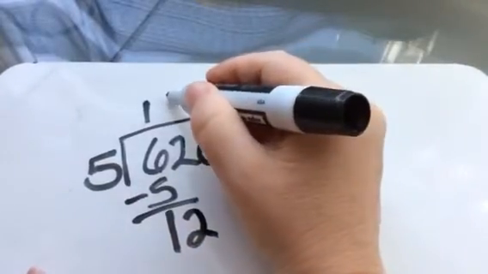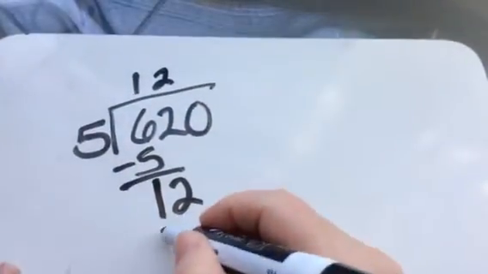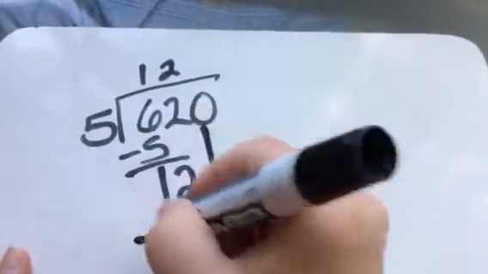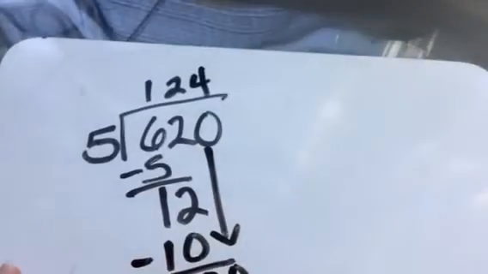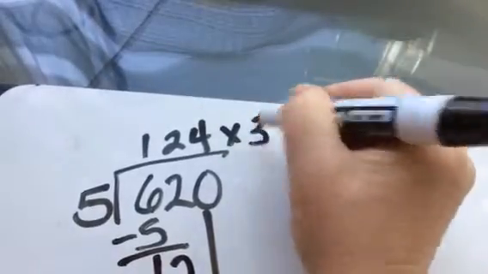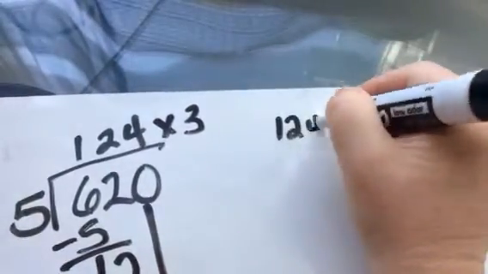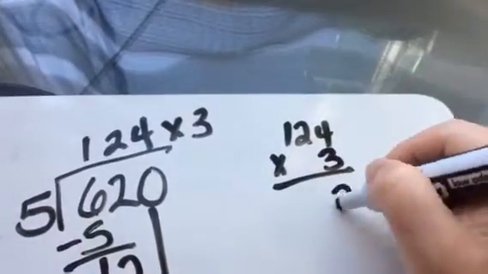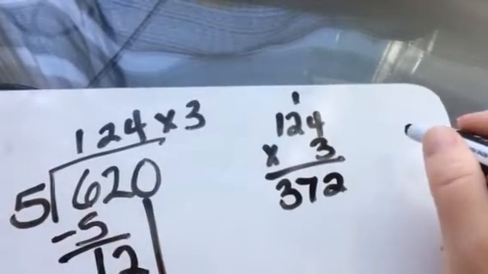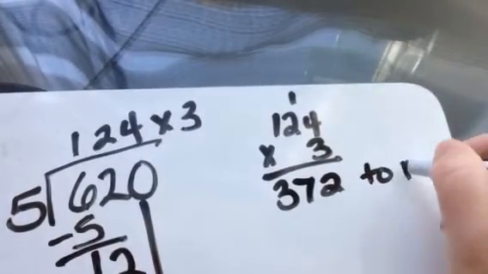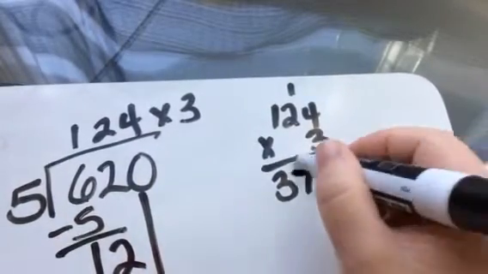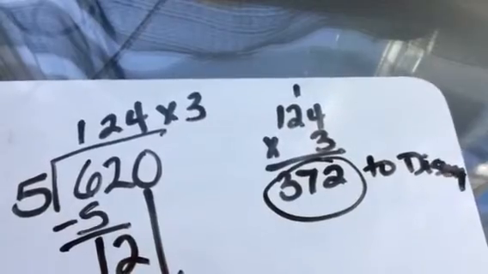Five goes into 12 2 times. 2 times 5 is 10. 12 minus 10 is 2. Bring down the 0. 5 goes into 20 4 times. But she drove 3/5 of the way to Disney. So that means we need to multiply this by 3. So 124 times 3 is 372 miles. So she drove 372 miles to Disney.